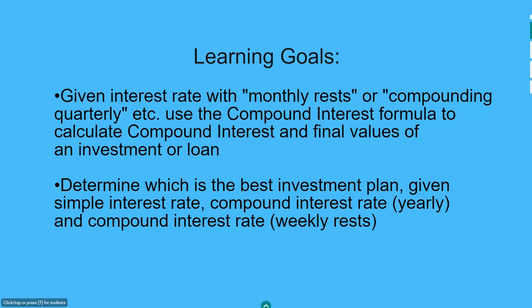Today we're going to be looking at compound interest, where interest is compounding monthly or quarterly or 6 monthly, whereas last video we looked at it compounding yearly. We're going to be using the compound interest formula to calculate compound interest and final values of an investment or loan. And we are going to determine which is the best investment plan given a simple interest rate, a compound interest rate compounding yearly, and a compound interest rate with weekly rests.